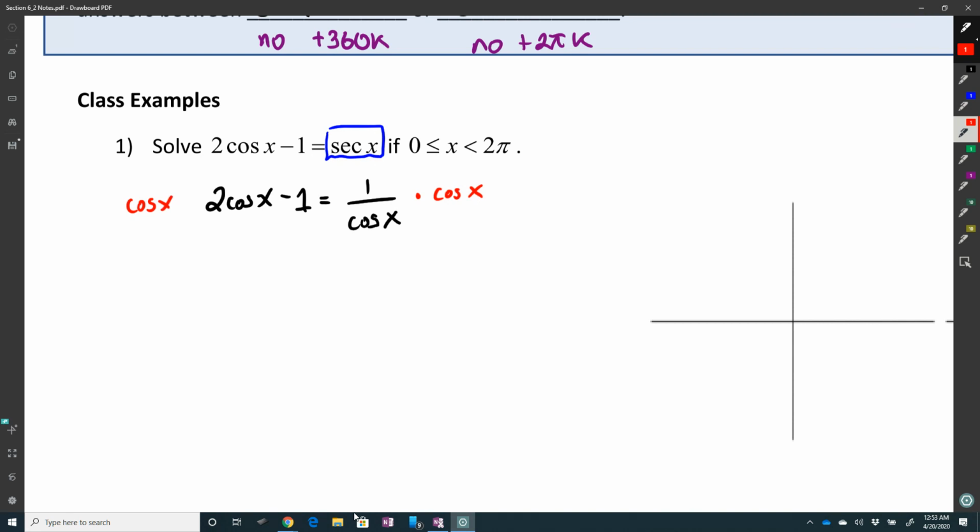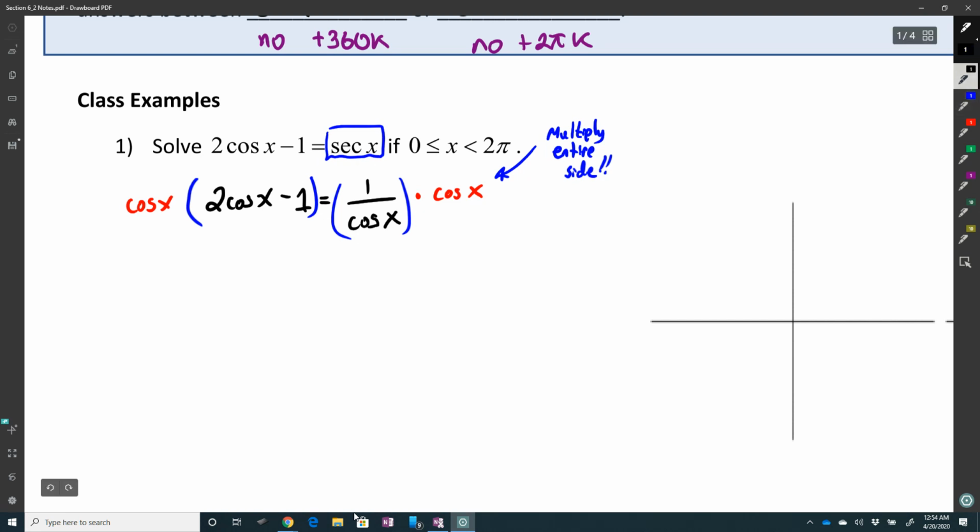When we multiply sides, you multiply the entire side. In algebra, a lot of people make this mistake. You have to multiply the entire side. So it's the entire side times cosine, the entire side times cosine. You don't pick and choose what you multiply by cosine. So if I distribute the cosine across, I'll get 2 cosine squared x minus cosine of x. And on the right side, the cosines cancel, so I'm left with just 1.